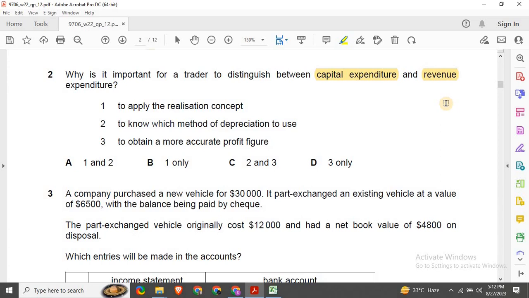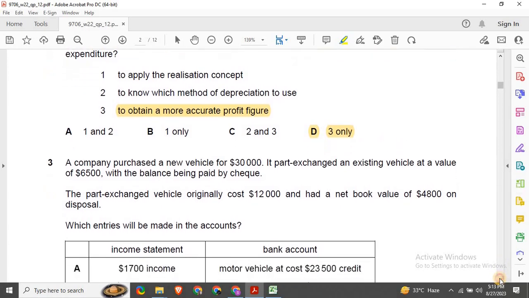So if we distinguish this, what will happen? Number 1, to apply the realization concept, no. To know which method of depreciation to use, this is also incorrect. And number 3, to obtain a more accurate profit figure. Yes, because it will distinguish which one is your capital expense and which one is your revenue expense, so we can find out what is our correct profit for the year. So the correct option here is option D.